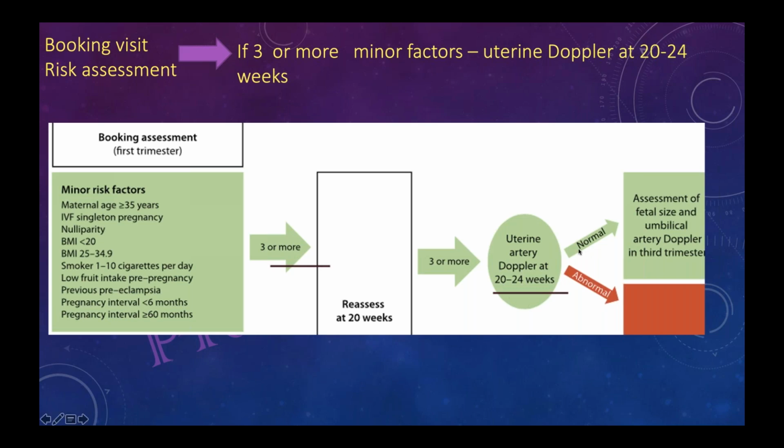Now if it is normal, then there will be an umbilical artery Doppler in the 3rd trimester. But if the uterine artery is abnormal, then it will go to serial growth scans and umbilical artery Doppler, what we do for the SGA baby pathway. So all this part has to be done.